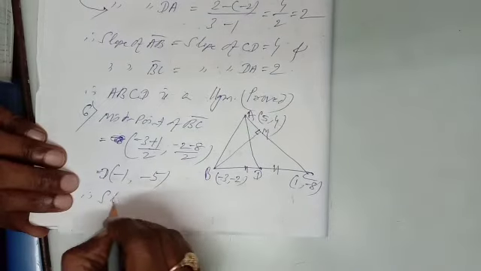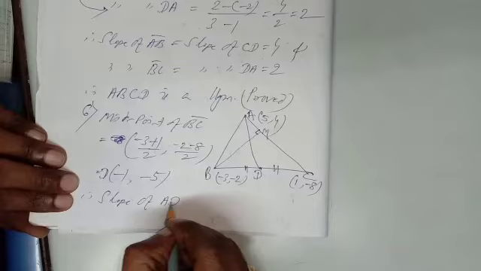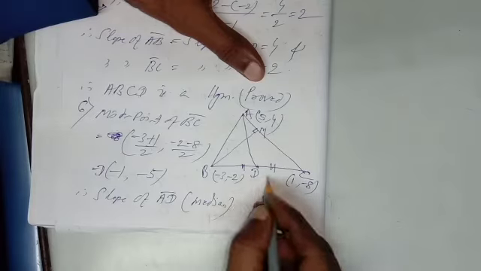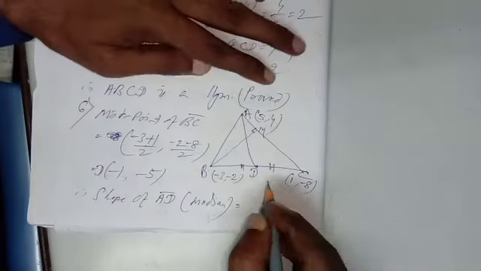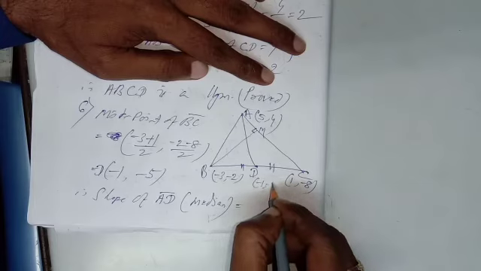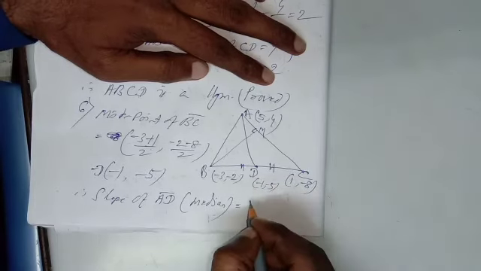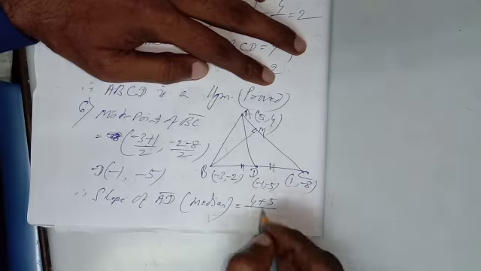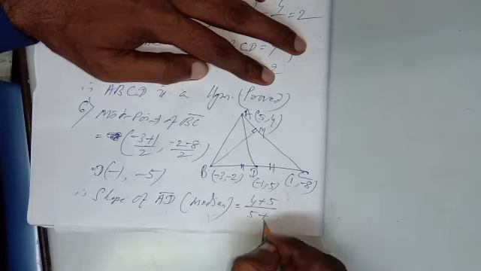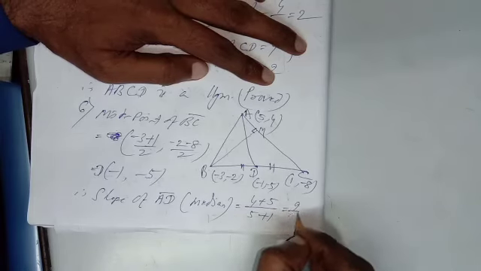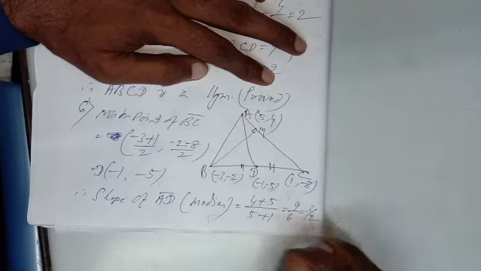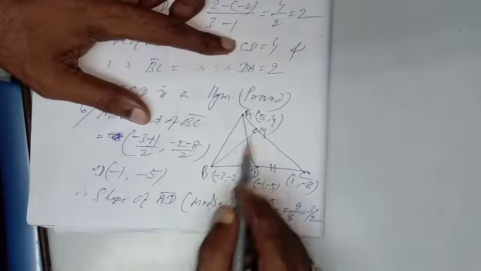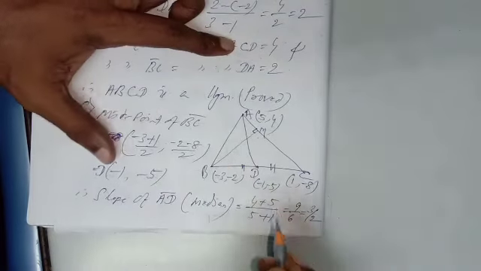Therefore, slope of AD, which is a median, as D is the midpoint of BC. The slope of AD, you got D as (-1, -5). Difference in y coordinate, that is 4 plus 5, by 5 plus 1. How much is coming? 9 by 6, that is 3 by 2. Slope of median AD. And slope of BM will be negative reverse of slope of AC.